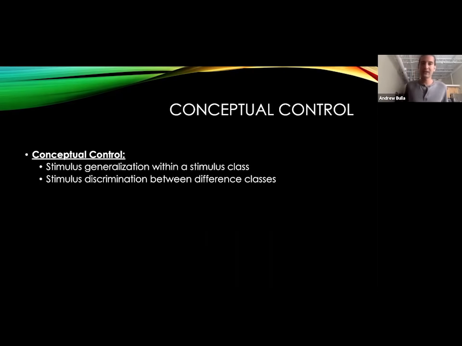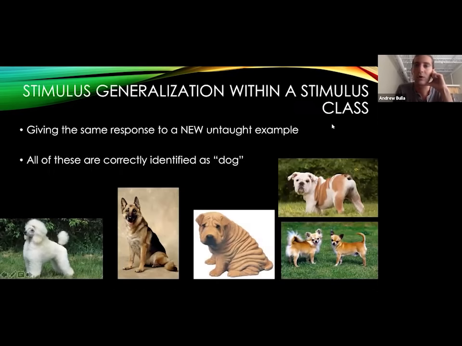Now, for us to say that a learner has learned a concept, we're going to be training and testing. We're planning to teach conceptual control and testing and assessing that we achieved conceptual control. So conceptual control has two parts. One, stimulus generalization within a stimulus class, and stimulus discrimination between different classes. So what does this mean? Well, our first feature is that stimulus generalization within a stimulus class has to occur. So the learner gives the same response to new untaught examples.